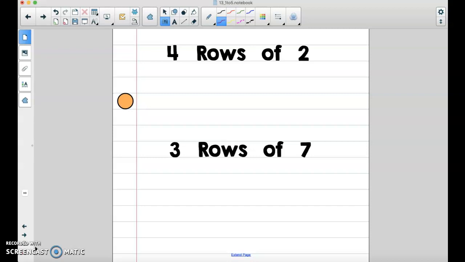All right, my last practice is 4 rows of 2 and 3 rows of 7. So I'm going to have you do this all by yourself and then click pause so you can work on it, and then I'm just going to show you the answers, and this is it for the day.